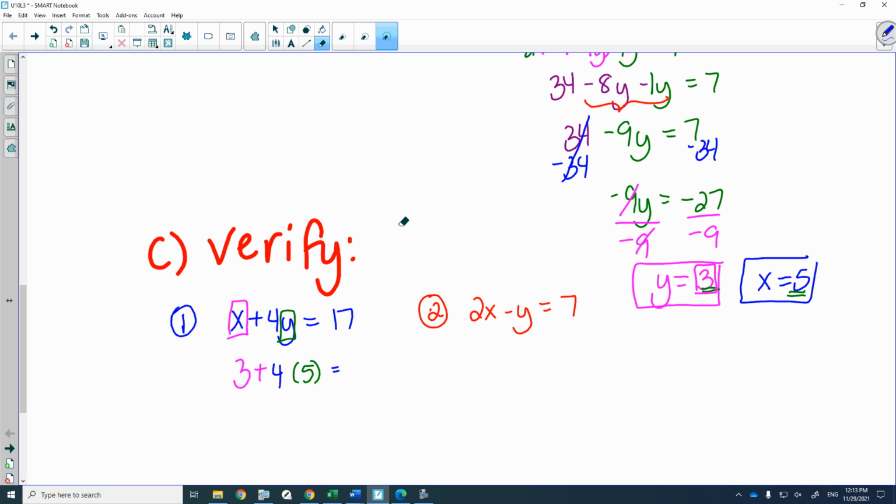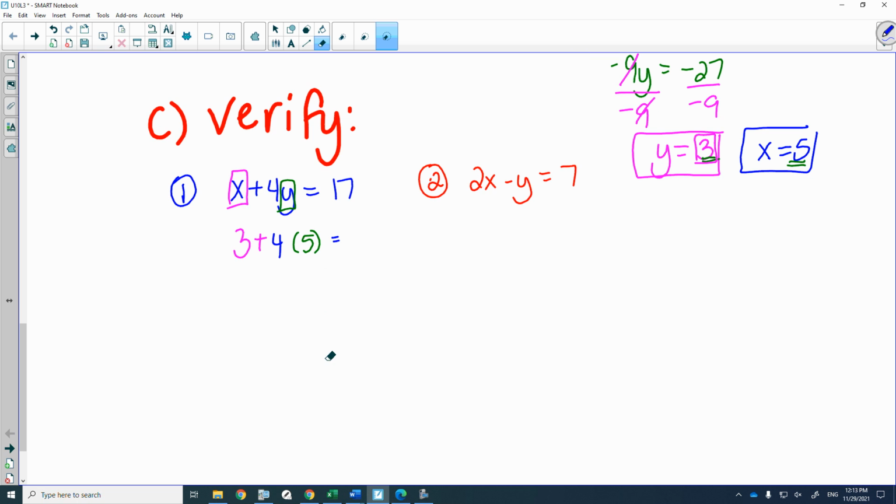X is 5. Oh, you guys, do you see the mistake? X is 5, y is 3. That's right. See, as soon as it doesn't match, it's like I did something wrong. What did I do wrong? Look at how long it took me to figure that out. Okay, x is 5. That's the mistake.